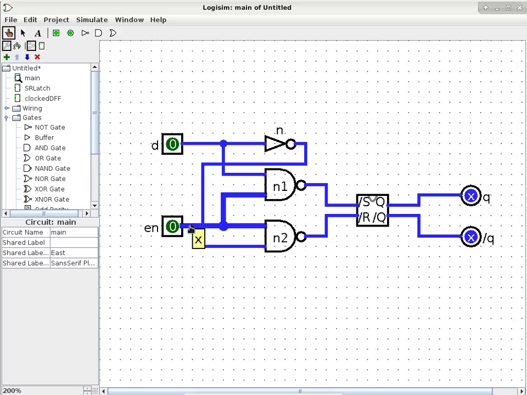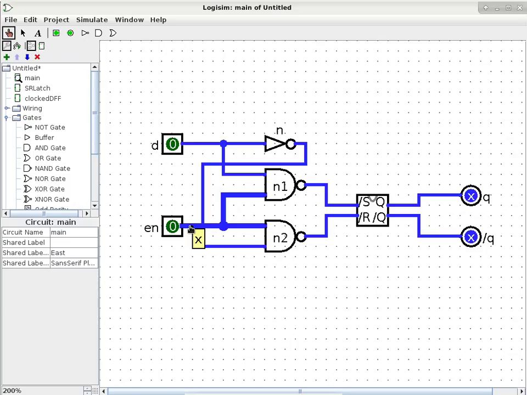Now, what if it is the other way around? En is a 1 and D is also a 1. Well, the circuitry is somewhat symmetric, right? So if D is a 1, this time N1 is going to output a 0, which is going to /S of the SR latch. So that means the SR latch is going to set the Q pin. The Q pin becomes a 1 in order to mirror what D is experiencing.